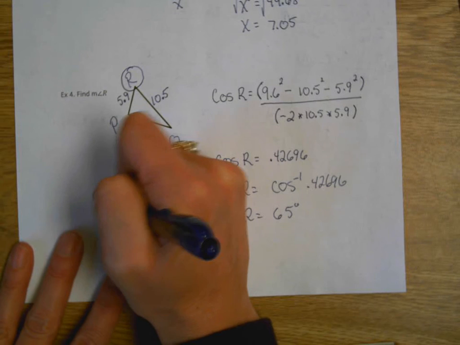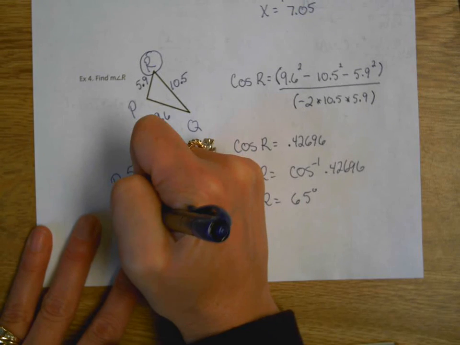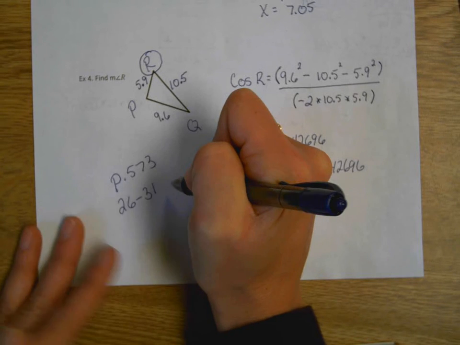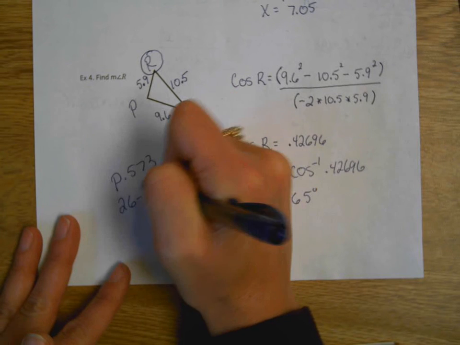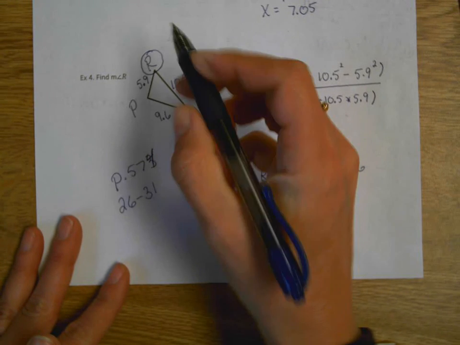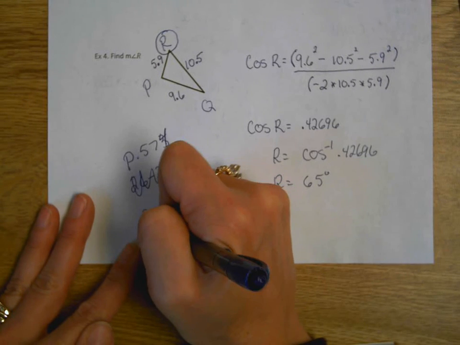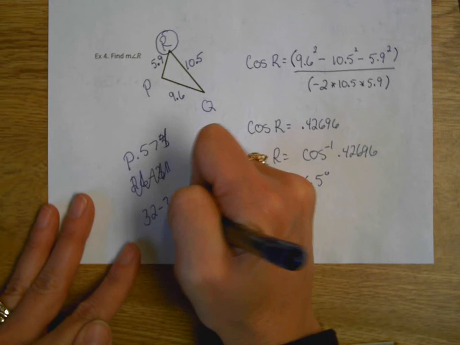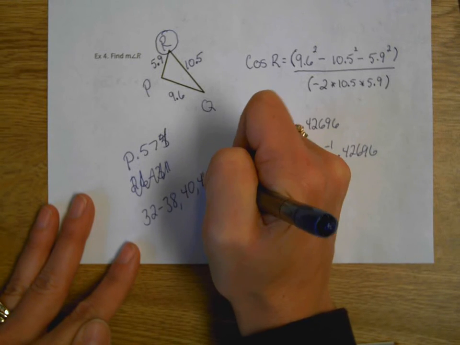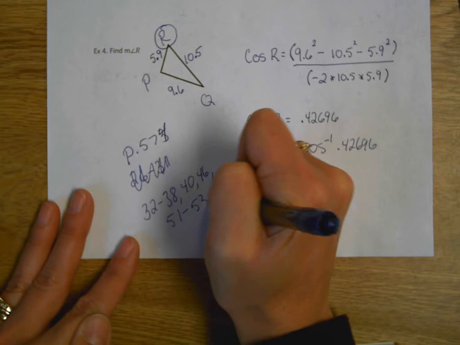Page 573. Nope, that was what we did yesterday. 574. I'm on the wrong day. 574: 32 to 38, 40, 46, 51 to 53.